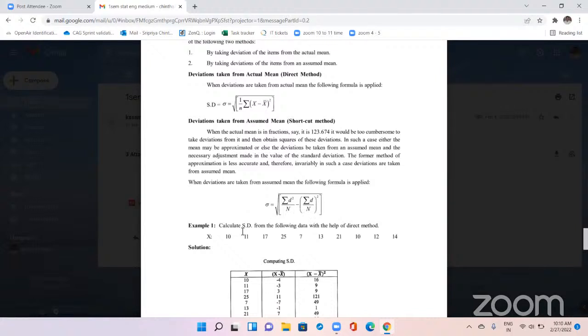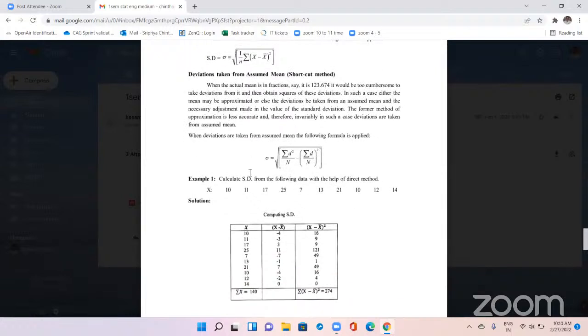Now coming to one of the most important examples: calculate standard deviation from the following data with the help of the direct method. The values are 10, 11, 17, 25, 7, 13, 21, 10, 12, 14. These are the x values. Please check once again. Take the calculator, pen and paper. The total is 140.